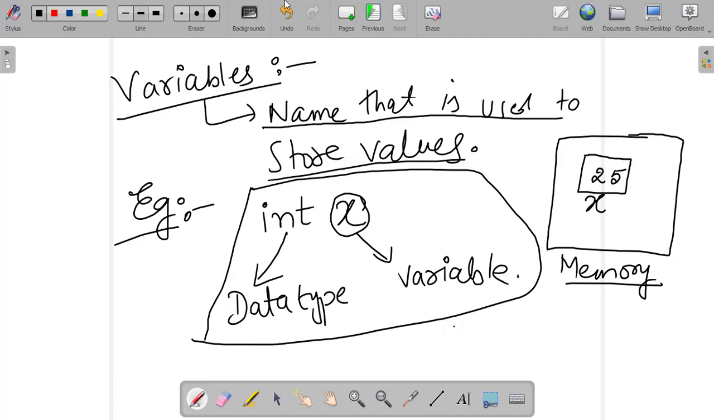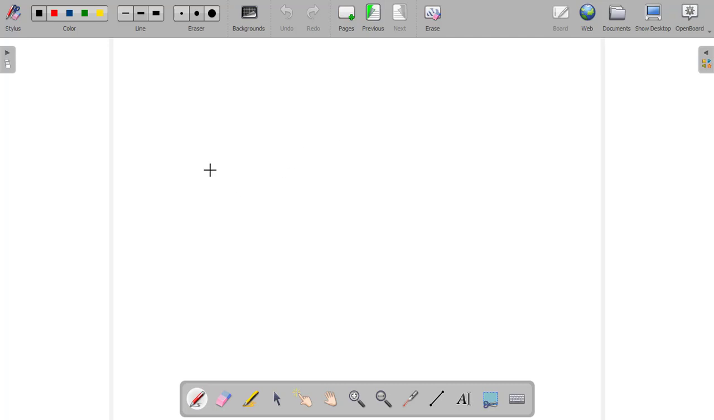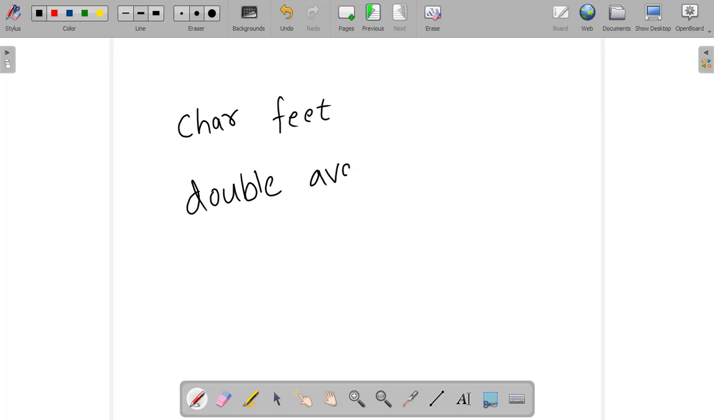If in the next page we type char feet or if we write double avg, this is also the same. Feet is the name which is used to store the character type values. Avg is a name which is used to store the double type of value. So I think variable is pretty much clear.